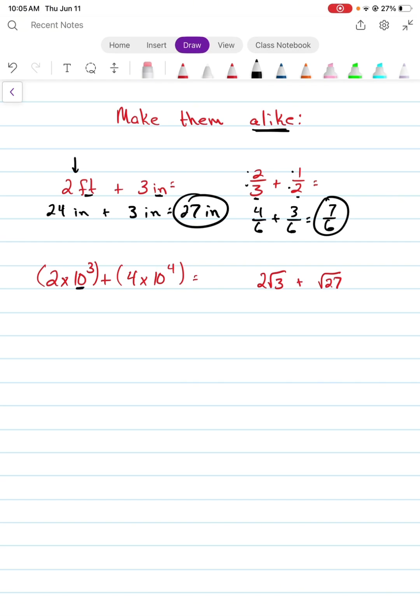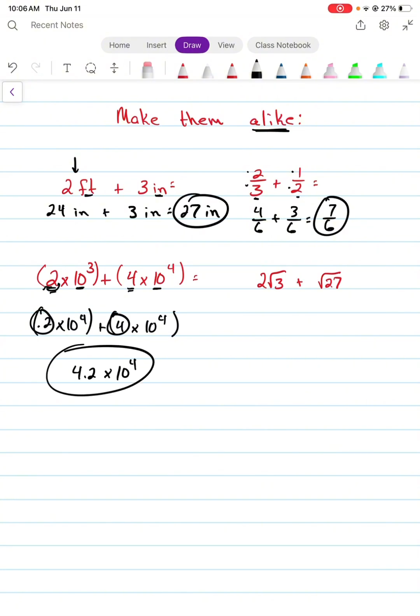2 times 10 to the third, 4 times 10 to the fourth. Notice, again, the coefficients tell you how many you have of something. But in this case, the something's not alike. Therefore, we could actually change, let's see, if I were to take my decimal and move it one place to the left, that's 0.2 times 10 to the fourth, plus 4 times 10 to the fourth. Notice that I've changed them to where now they're both 10 to the fourth, so now I can add them. The way that you add is simply add the coefficients, 4.2, and you do not change the 10 to the fourth.